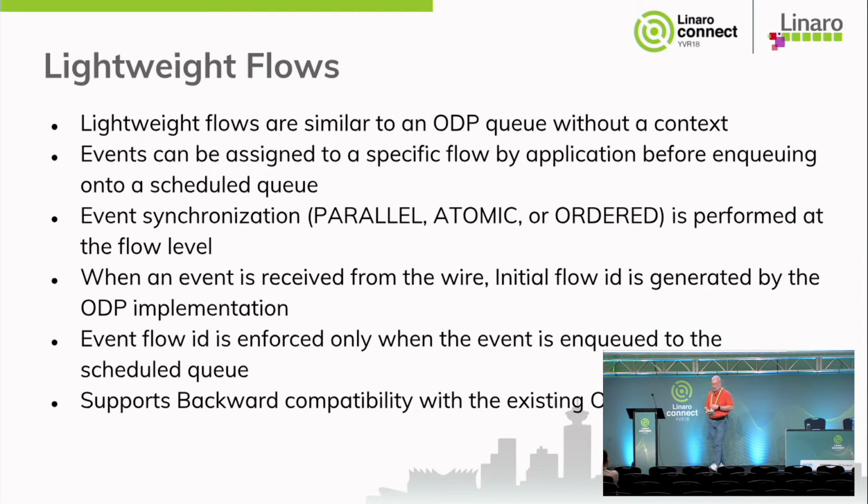What we've been experimenting with now is introducing the notion of lightweight flows, which are similar to an ODP queue, but without the context. The way we do this is we allow events to be assigned specific flow IDs by the application before enqueuing onto a scheduled queue. Event synchronization, whether it be parallel, atomic, or ordered, is then performed at a flow level on that queue rather than at a queue level. When an event is received from the wire initially, an initial flow ID is generated by the ODP implementation, and we already have a set of classification APIs that allow you to express how you identify a given flow.